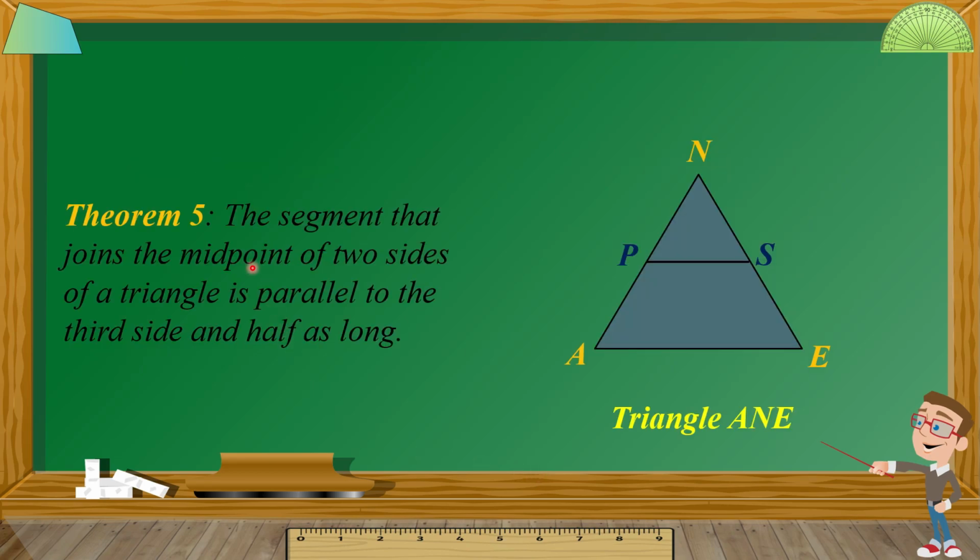Okay, theorem number 5. The segment that joins the midpoints of two sides of a triangle is parallel to the third side and half as long. So we have triangle ANE, and meron tayong tinatawag na midline dito, si PS. Itong point P dito, ito yung midpoint ng side AN, at itong point S dito ay ito yung midpoint ng side NE. At itong third side na ito, parallel daw siya dito sa midline. At yung haba ng midline na ito ay kalahati ng haba ng third side, which is side AE. So magagamit natin yan sa pagsosolve ng isang problem.